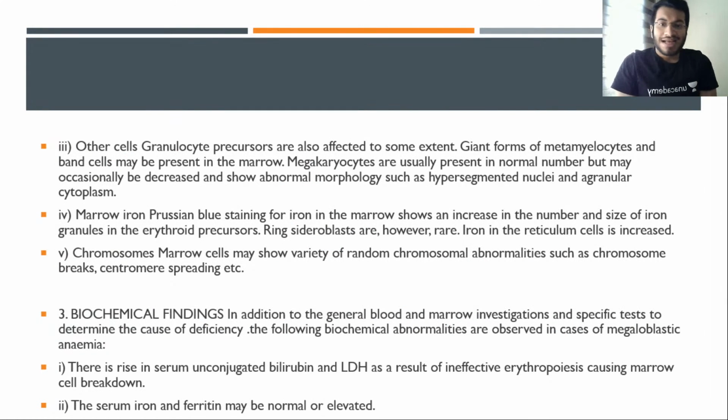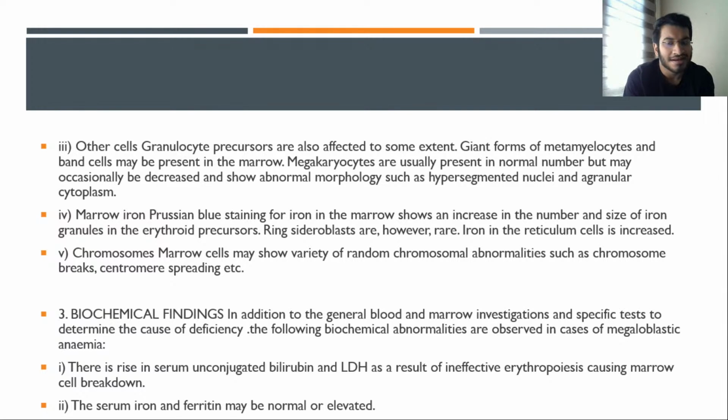Other cells, granulocyte precursors, are also affected to some extent. Giant forms of metamyelocytes and band cells may be present in the marrow. Megakaryocytes are usually present in normal number but may occasionally be decreased and show abnormal morphology such as hypersegmented nuclei and agranular cytoplasm.